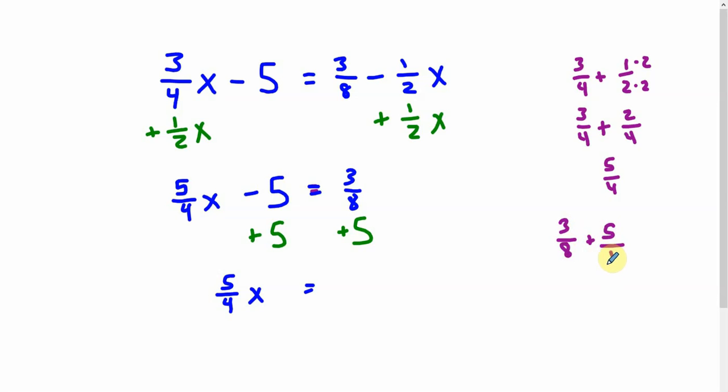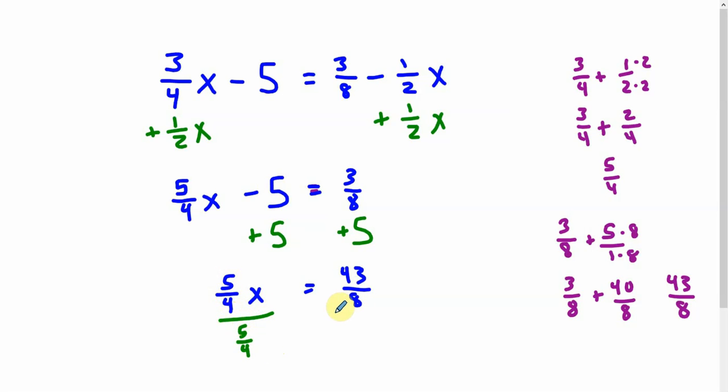Think of 5 as 5 over 1. Get a common denominator. I can make my common denominator 8, so I can leave this one alone as 3/8. And here I'll have 40/8, so I'll have 43/8. Okay. So I have 5/4 x equals 43/8. Now, as usual, I have to divide. This is 5/4 times x, so I have to divide by 5/4. Maybe just to make this a little bit easier, I'll write it this way, but it's still dividing by 5/4.